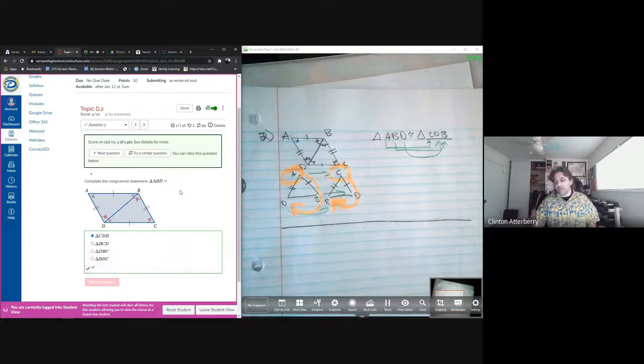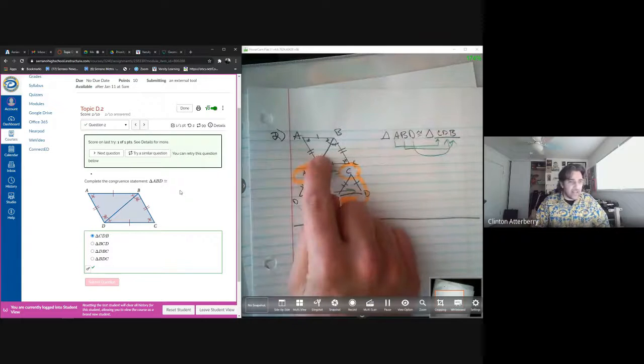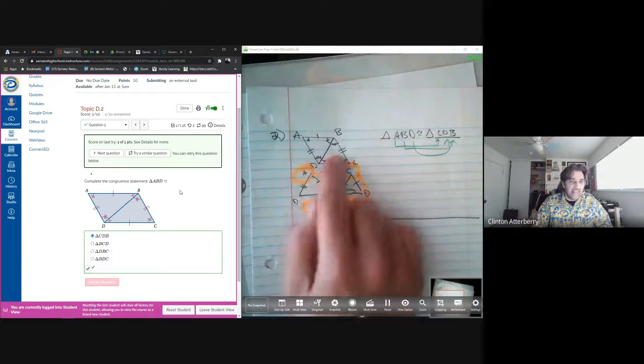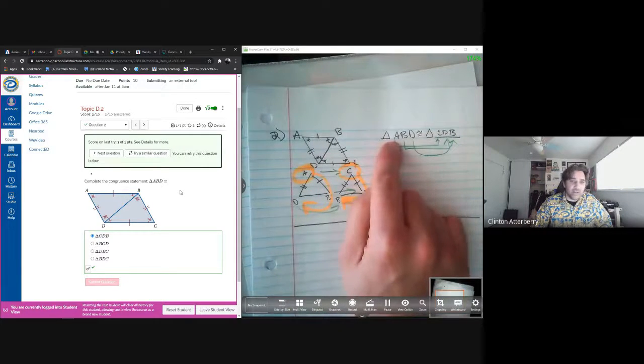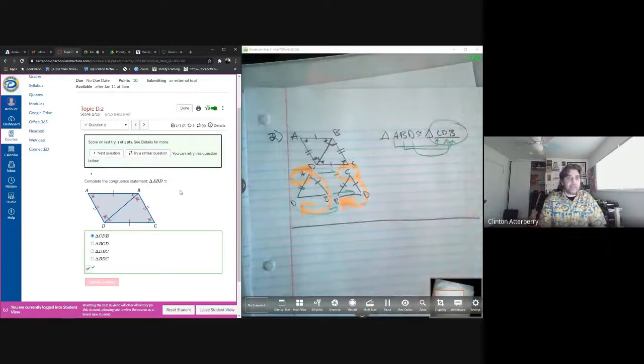Okay, this question number two. This question two, they give us this drawing, and I labeled it exactly how they gave it to me labeled. And then they gave me this triangle statement here that said triangle ABD is congruent to something, and they wanted us to solve for that something. Okay, what letter combination is it?